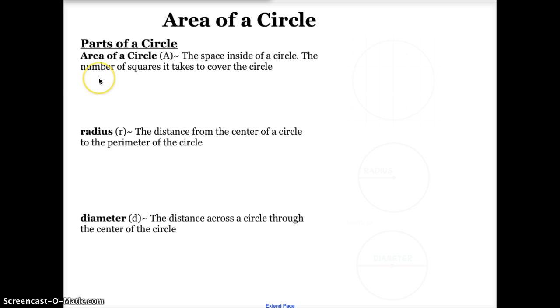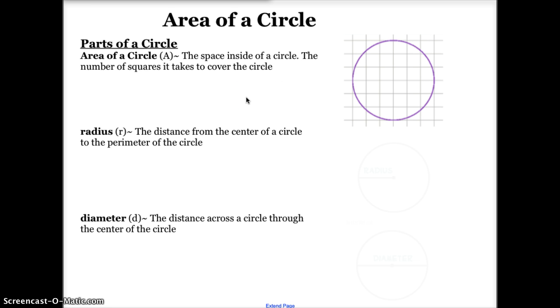Now the area, which is represented by a capital A, is the space inside of a circle, or the number of squares it takes to cover a circle. Here's a picture that represents the area of a circle. The radius, which is a lowercase r, is the distance from the center of the circle to the perimeter of a circle. Here's a picture that represents the radius of a circle.